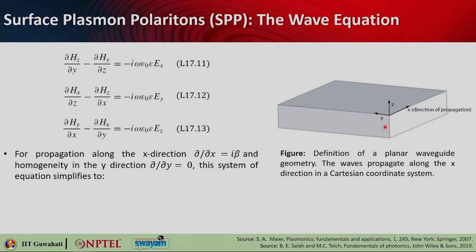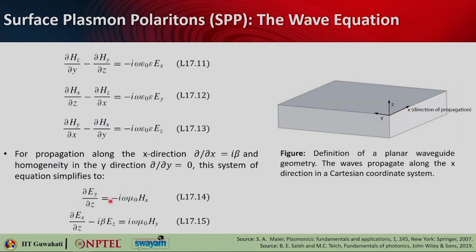Now, we assume that the propagation happens along the x direction. So, in that case, ∂/∂x can be written as iβ, and we have considered that the y direction is homogeneous, so there is no variation along y. So, ∂/∂y equals 0.